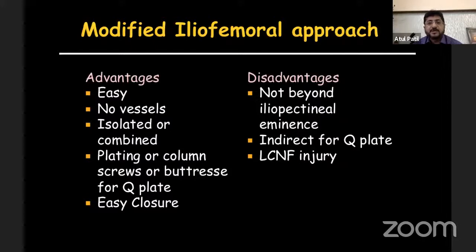Disadvantage, it does not go beyond the iliopectineal eminence of the anterior column. If you have to do a lot of work medial to the iliopectineal eminence, then you have to convert to the classical ilioinguinal approach. Or if you can manage with the Stoppa approach, you add the Stoppa approach to that. Then it is not directly, it is indirectly supporting the quadrilateral plate. And if you are not careful, you can damage the lateral cutaneous nerve of the thigh. Thank you.